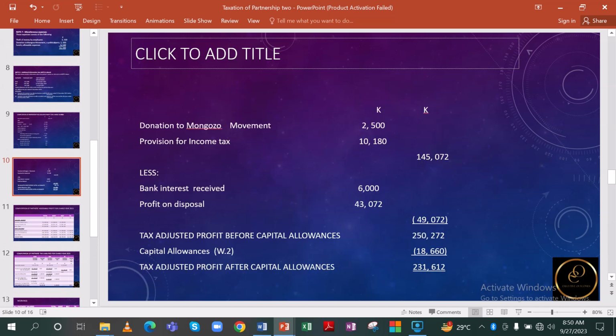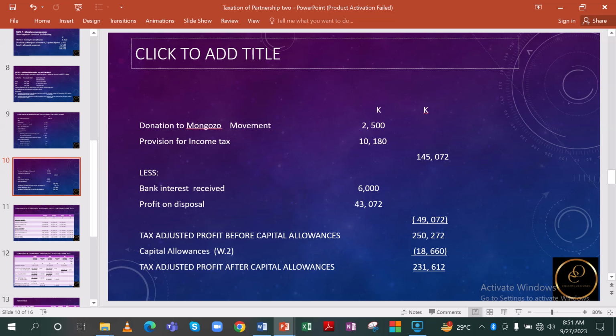So we have here capital allowances, working number 2, where we got 18,660, knocking off from 250,272. We remain with tax adjusted profit after capital allowances of 231,612. So that is the figure that we have in this particular case.